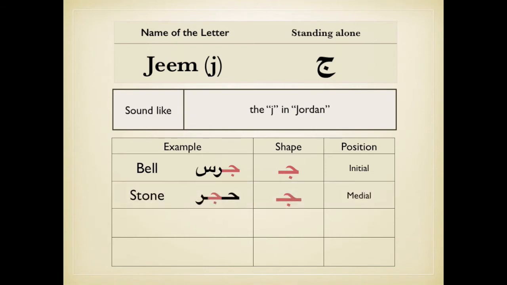The medial position for Jeem, as you see, and the example here is حجر, stone. The final position for Jeem, as you see, and the example here is ثلج, ice. And the isolated position for Jeem, as you see, and the example here is برج, tower.